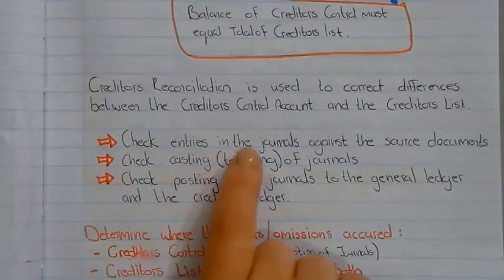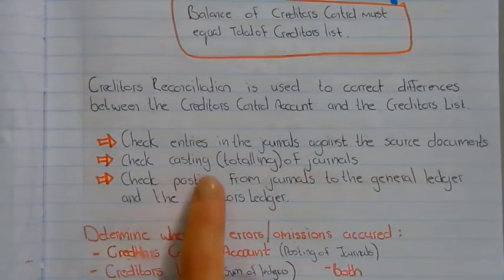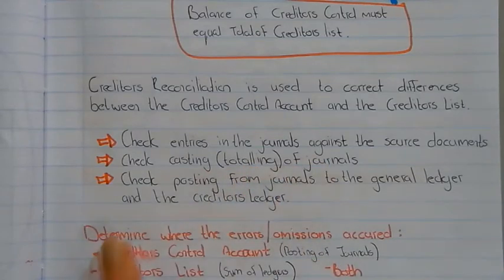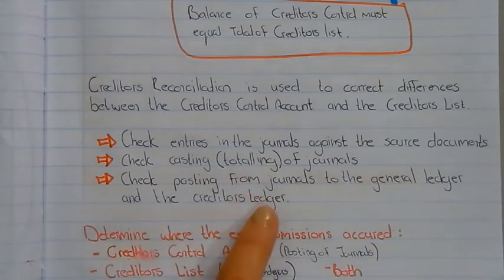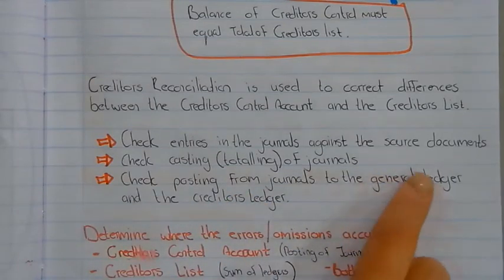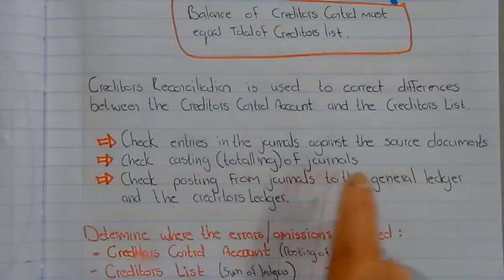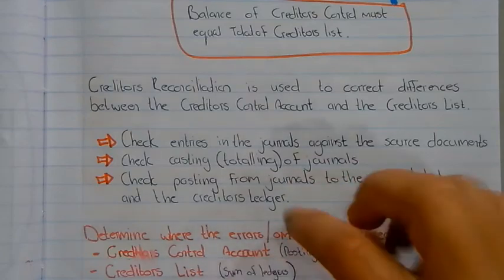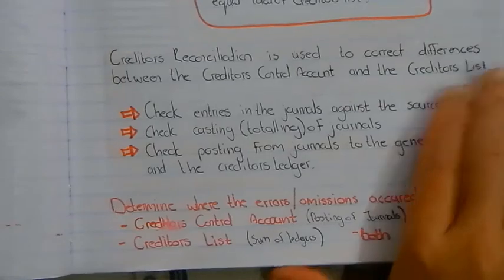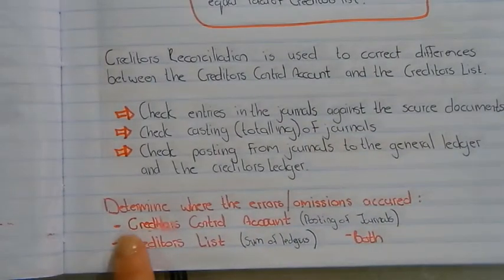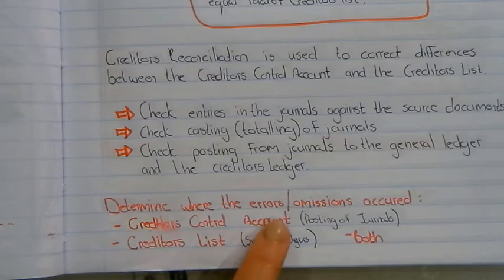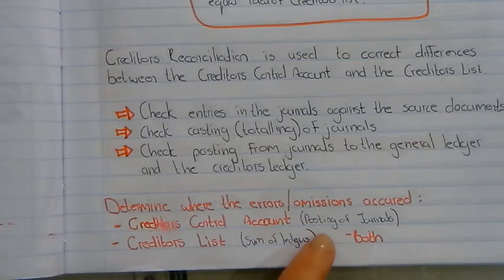Check your entries in your journals against your source documents. Check casting, the totaling of journals. Then also check posting from journals to the general ledger and the creditors ledger. Remember, general ledger, T account, creditors control, creditors ledger, date, details, folio, debit, credit, balance. We must determine where the errors or omissions occurred. Is it on my creditors control account where my journals are posted, or my creditors list, the sum of my creditors ledgers? It can also occur in both.